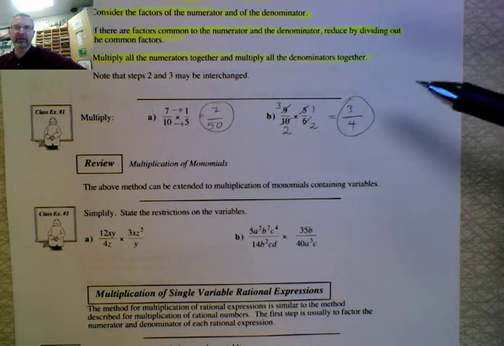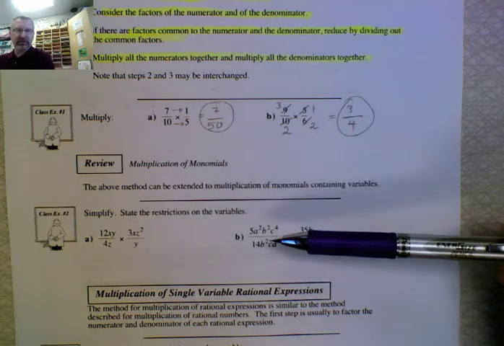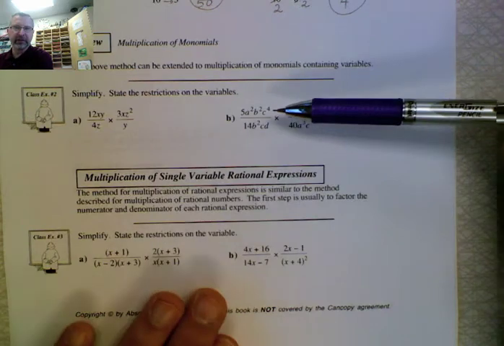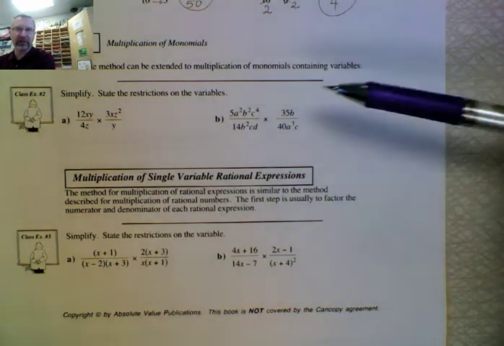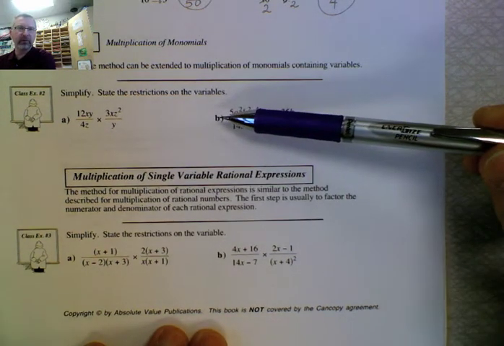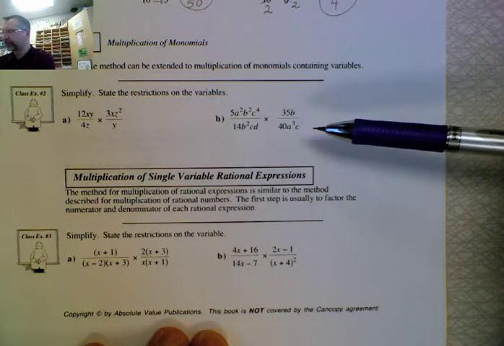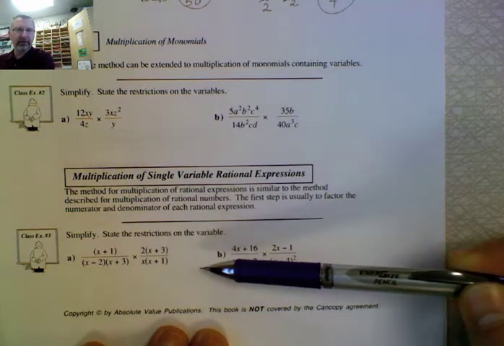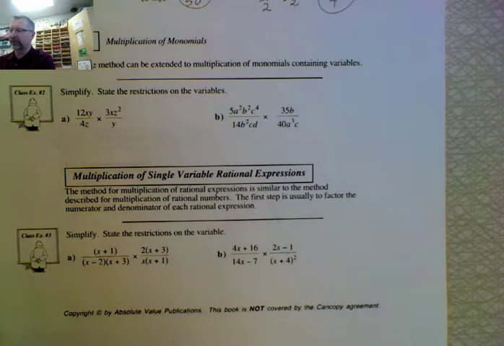The other thing you need to remember is that when you state restrictions in a rational expression, you state the restrictions before you do any simplification at all. So we're going to do a couple of things. We're going to start with monomials, single-termed expressions, and simplify them. Then we're going to move to binomials and trinomials. So we're going to gradually move from simple to more difficult.